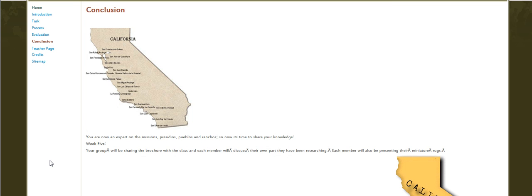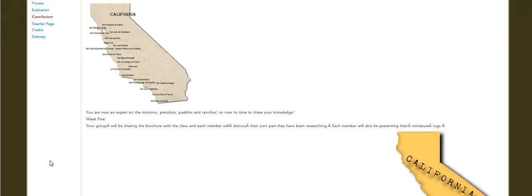For the conclusion page, it just describes what week 5 will entail. So students will be in their groups presenting to the class. They will have to discuss each of their parts, and they will also be presenting their miniature rugs, which they completed in week 3.